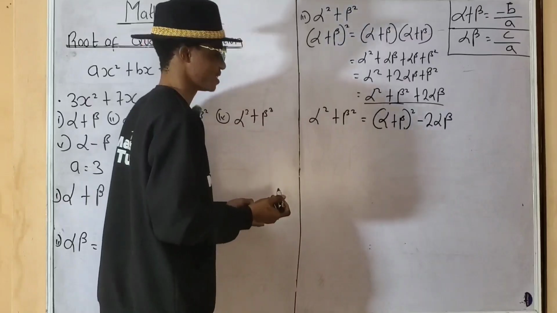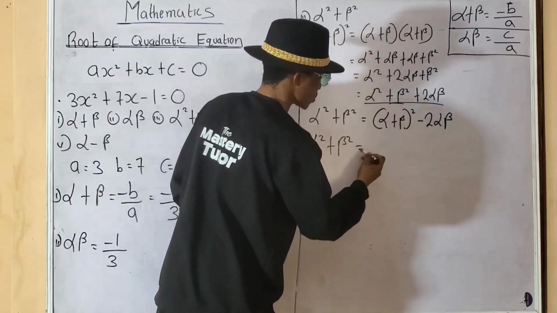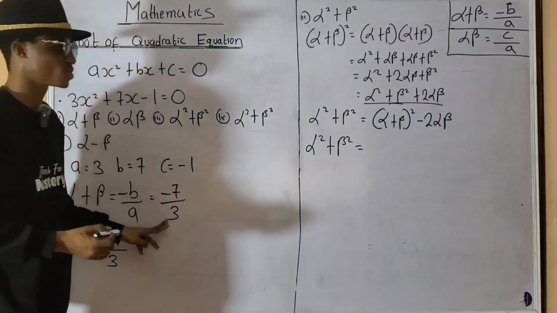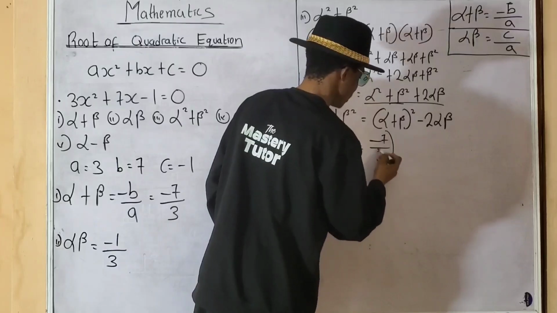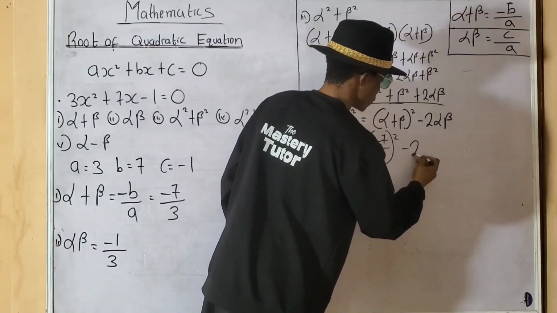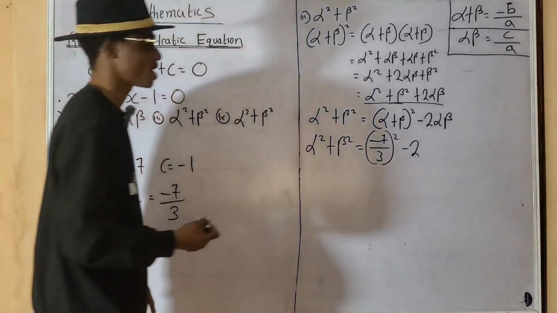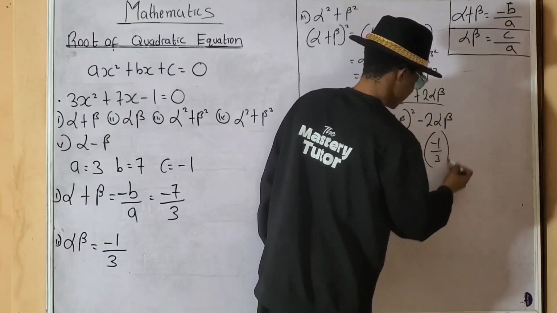Now, we can proceed. I'm going to have alpha squared plus beta squared is equals to alpha plus beta, all squared. Don't forget, alpha plus beta is what? Negative 7 over 3. So I'm going to have negative 7 all over 3, squared, minus 2 alpha beta. Alpha beta is what? Negative 1 over 3. So I'm going to have minus 2 multiplied by negative 1 over 3.